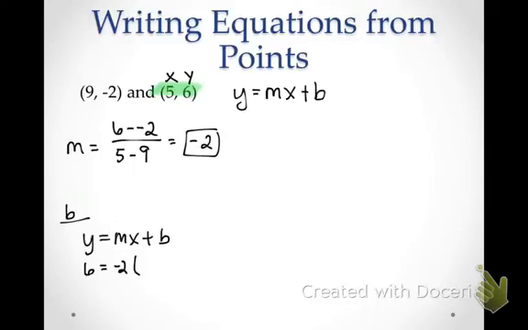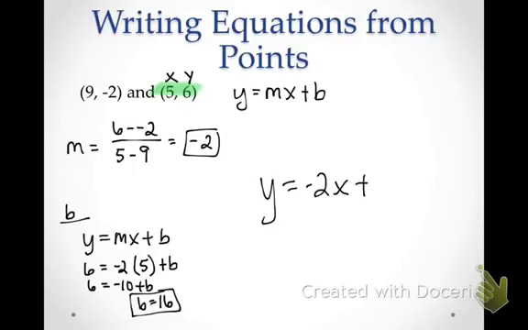Then I'm going to plug 5 in for x because that's what x is in my point that I've highlighted in green. And then last I have plus b, which I don't know yet. So to solve this for b, I'm going to take negative 2 times 5, which is negative 10. And then simply add the 10 over to get b equals 16. So my final answer here is y equals negative 2x plus 16.